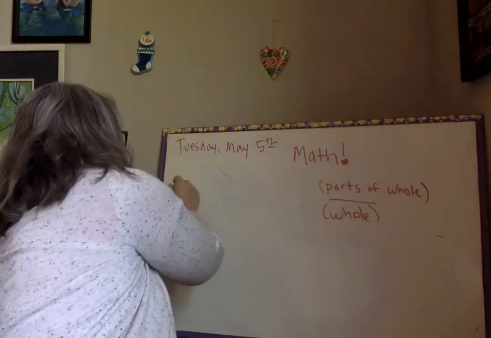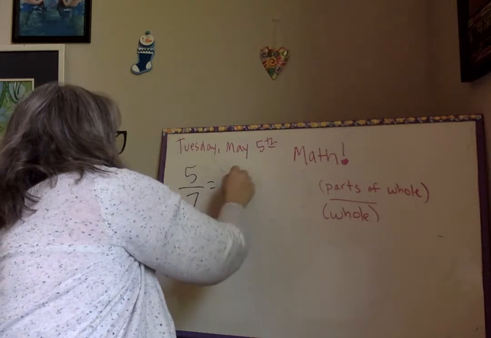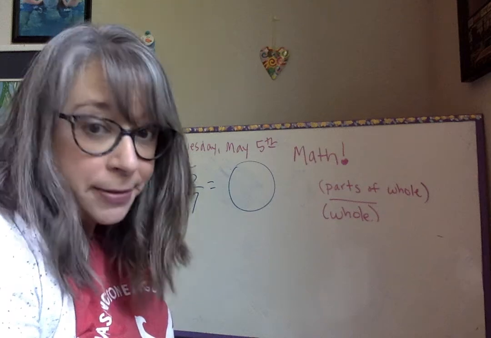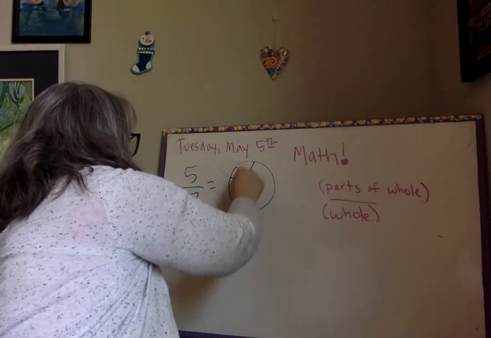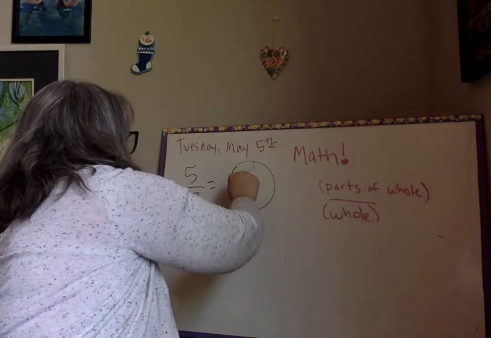Let's do 7. Let's do it over 7. So let's say 5 sevenths. All right, so we're going to draw a picture. Again, this is not going to be even. My parts are not going to be even. So y'all going to have to just bear with me. So 1, already, off the bat, terrible.